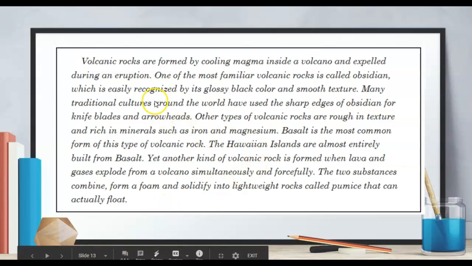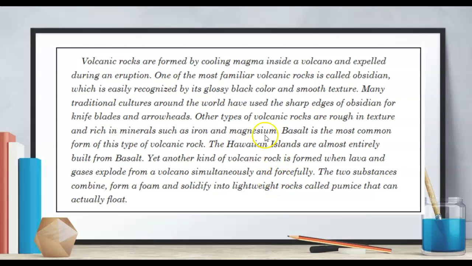So earlier, we had a main idea 3 that was only pumice. But when we changed it to just volcanic rock, now we have obsidian, basalt, and pumice, 3 details that fall under the more broad category of volcanic rock.